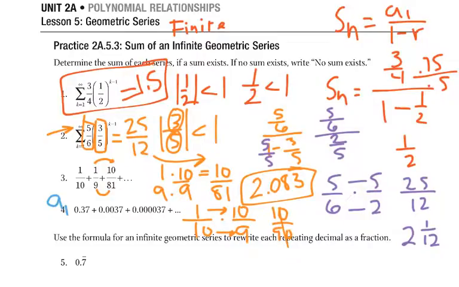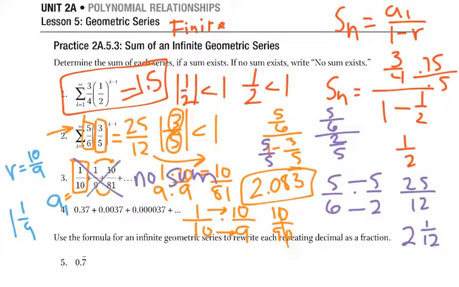So a sub 1 is 1/10. R is going to be 10/9. Okay, is 10/9 less than 1? Okay, well, 10 is bigger than 9, so that's like 1 and 1/9, so the answer would be no, right? So we like it when this happens because that tells us there is no sum here. Okay, no sum, and we call it good.